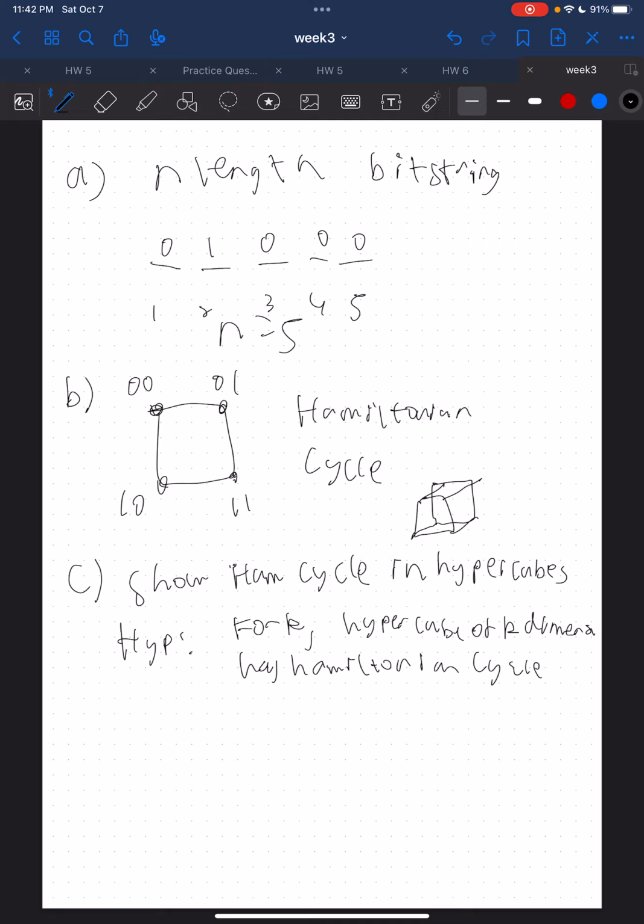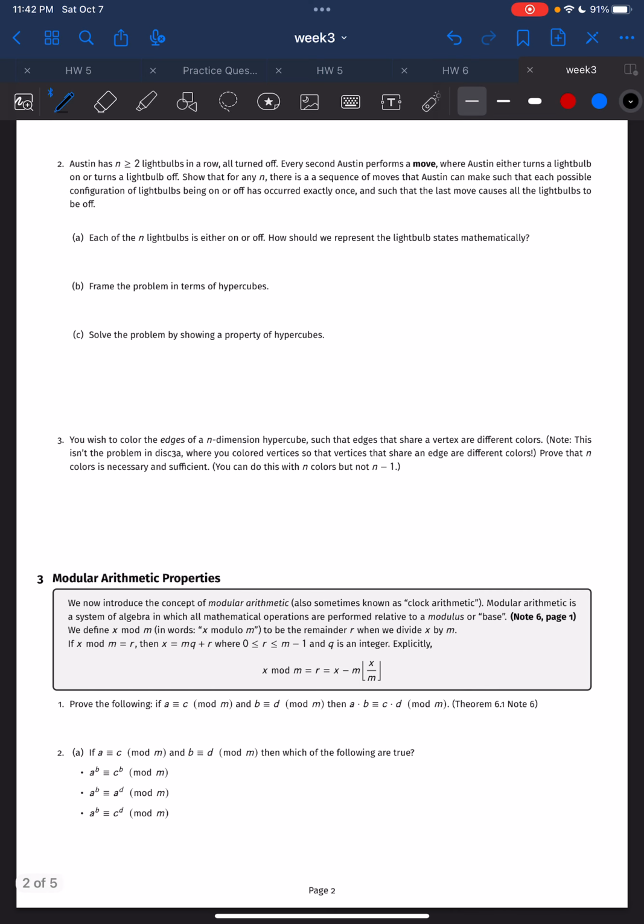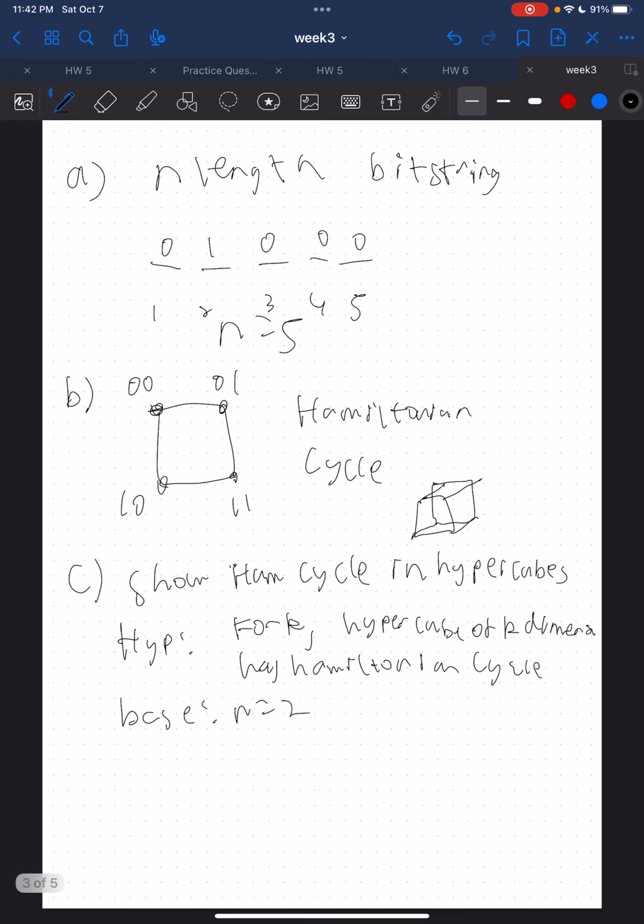Okay. So let's start by showing the base case. Base case is n equals 2 because in the problem we can see specified here that n is greater than or equal to 2. So we can start with n equals 2. And for n equals 2, we have this square right here. So I'm going to copy that here.